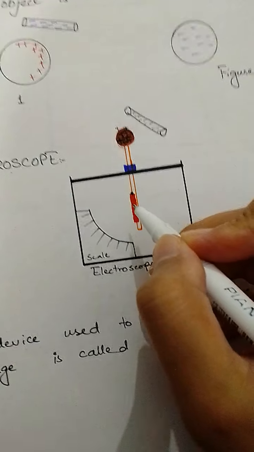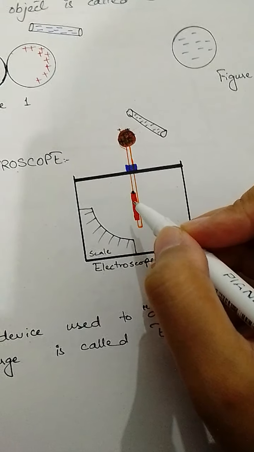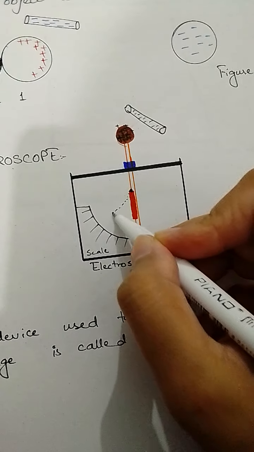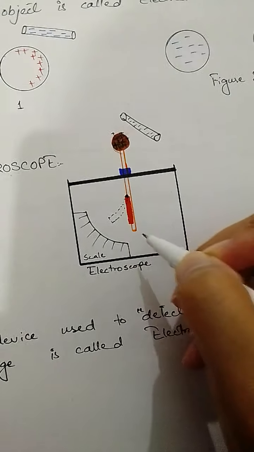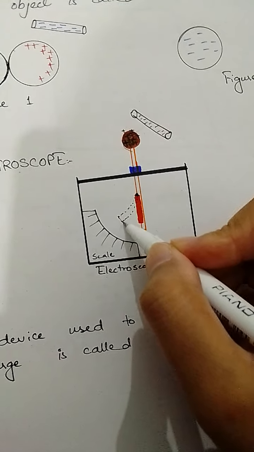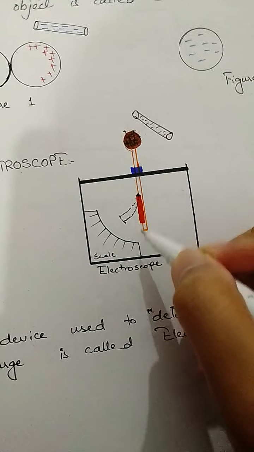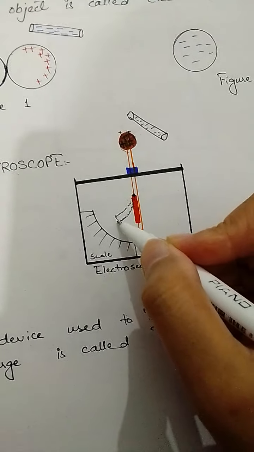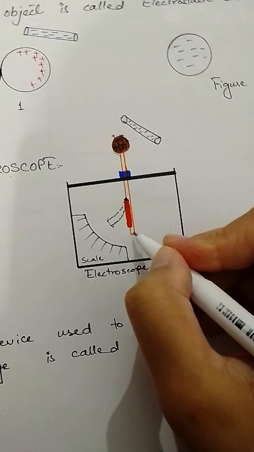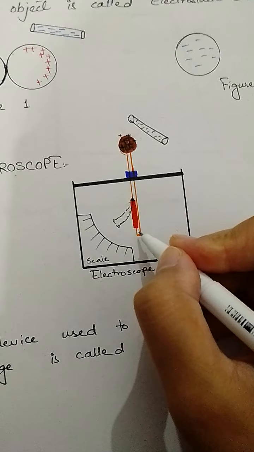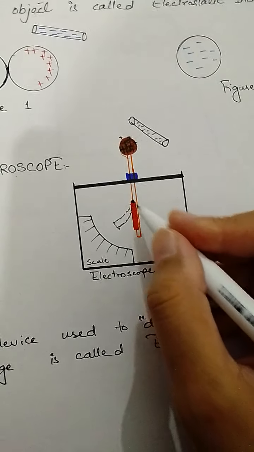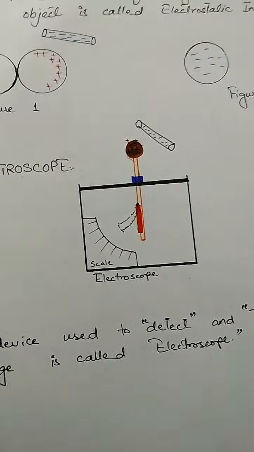As this strip is very thin and very light, it will bend from its original position. The final position of the strip is this one, the one shown in dotted lines. The strip will bend like this because of the force of repulsion: negative charges now reside on the rod as well as the strip, so negative and negative charges repel each other, and we have a bent strip over here.